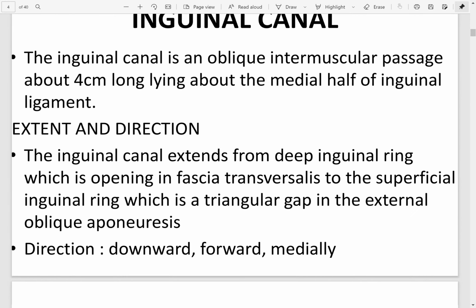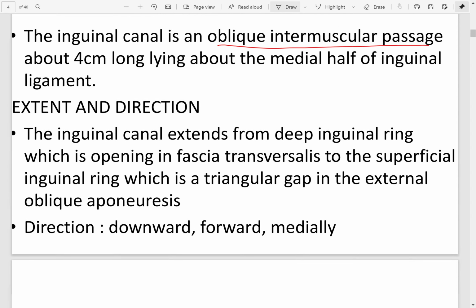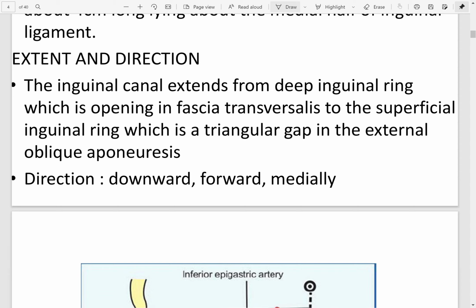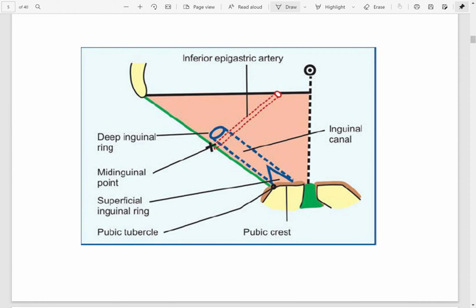So the inguinal canal is basically an oblique intermuscular passage. It has two openings, the deep ring and the superficial ring. So the deep ring is a defect in the fascia transversalis. A superficial ring is a defect in the external oblique aponeurosis. So it's oblique in nature, so it's downward, forward and medially placed. So this is the diagram for the inguinal canal, and you see this epigastric artery over here.